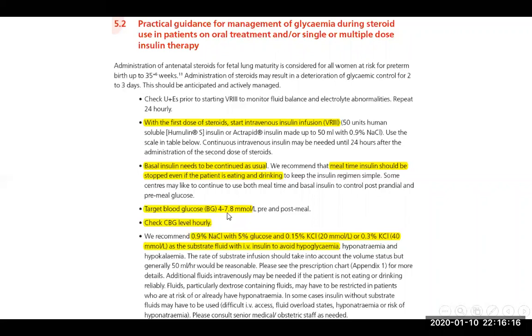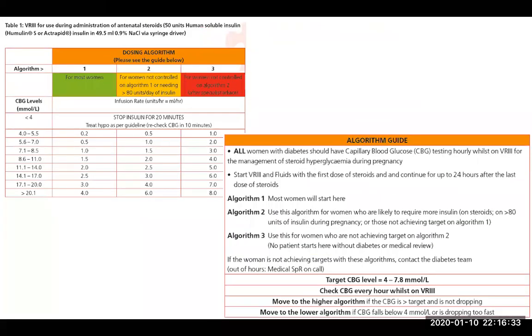This is during, not for a patient receiving corticosteroid. And check blood glucose hourly, and of course normal saline with 5% glucose and potassium chloride is the recommended fluid to use. And the variable rate insulin infusion decreases in most women.